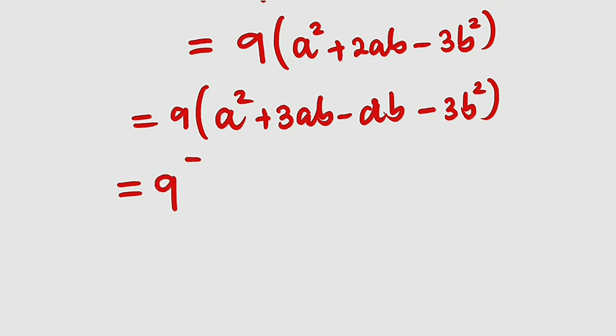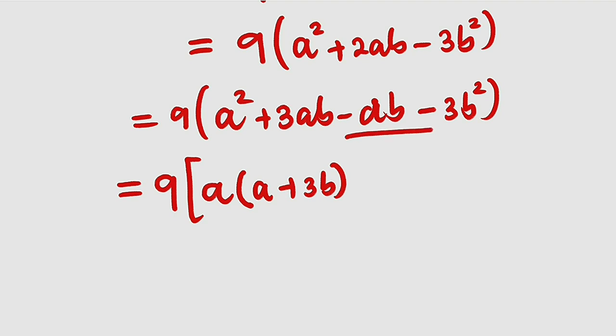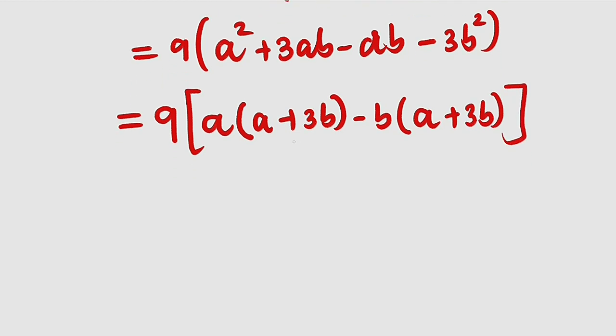This is equal to 9. What we have between these two terms in common is a. So I will factor out a. Inside, a squared divided by a is a. 3ab divided by a is 3b. Then here I think we have minus b in common. Minus b. Inside we take minus ab divided by negative b, which is just positive a. Then the whole of this divided by this will give us 3b plus 3b. So you can see that these terms are exactly the same. So we further break it down.